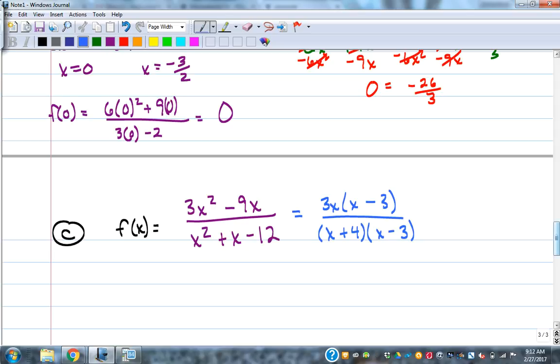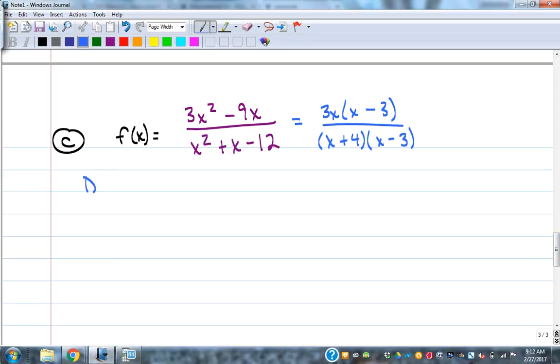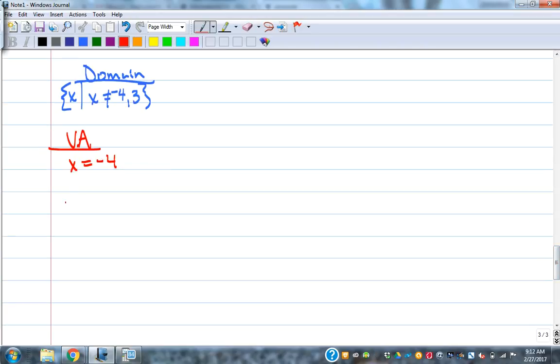Now, before we simplify, let's do the domain. X does not equal what? Negative 4, positive 3. Okay. Simplify. Vertical asymptote. X equals what? Negative 4. There's a hole where? X equals 3. So we need to find the y value that goes with that.